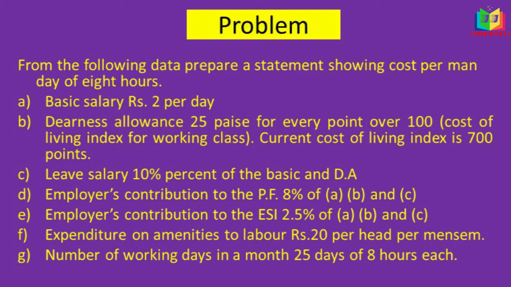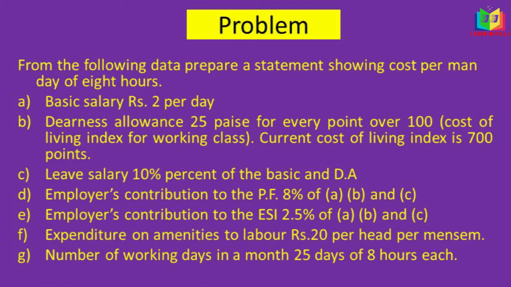Next, employer contribution to the ESI is 2.5%. Similarly, contribution to the ESI here is 2.5% of A, B and C. In a similar way you have to calculate the employer contribution to the ESI, that is on basic salary, dearness allowance and leave salary. In that we have to calculate 2.5%.